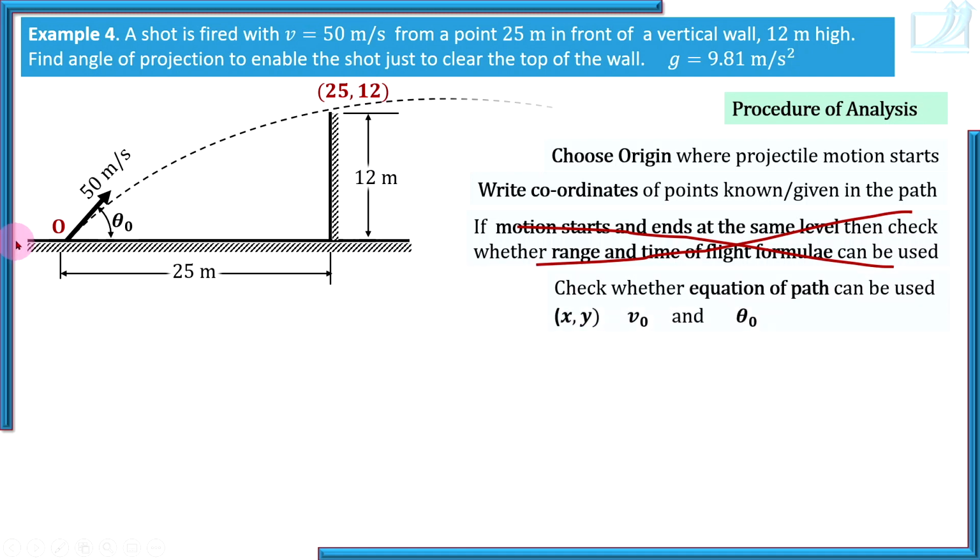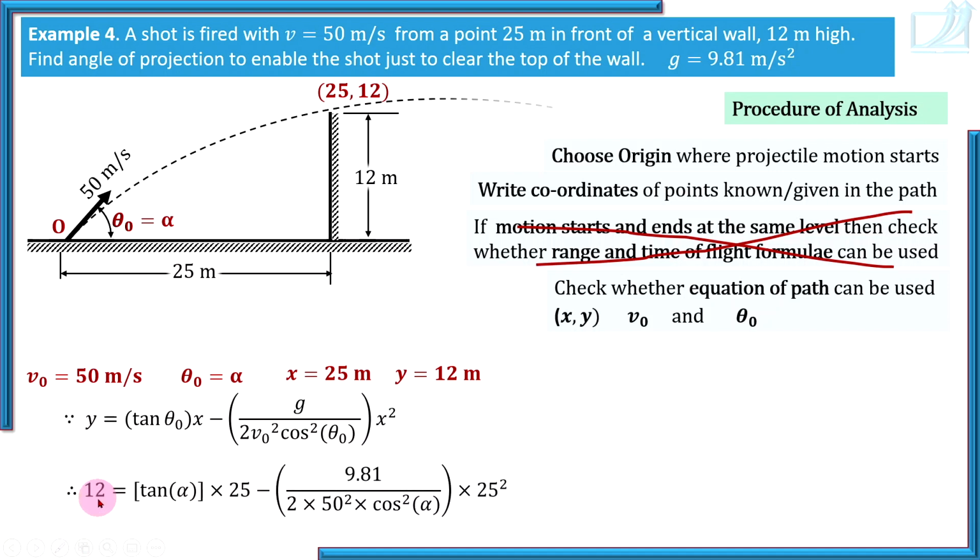So what is given? V0, and x and y coordinates of a point in the path. And what is asked? Theta 0, and that is what I have told you. If given and asked are amongst these four variables, then we should prefer equation of path. So I am using equation of path. In that we will put V0 as 50 meters per second, theta 0 as alpha. This value is unknown right now. Then x coordinate 25 and y coordinate 12 meters.